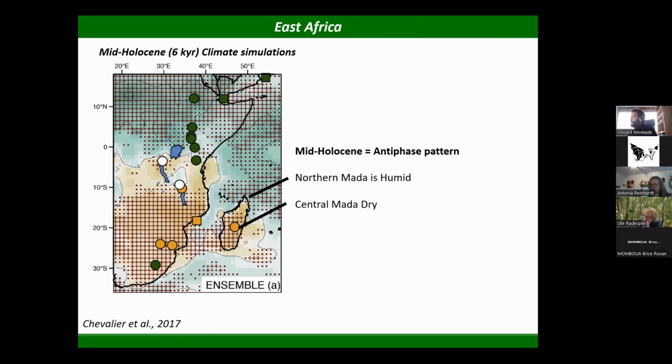So this is a climate simulation during the mid-Holocene compared to modern conditions, showing that you have more humidity around the equator, and then we shift to drier conditions when you go south of the equator in East Africa. And we can see that we are also in between in Madagascar, with the north of Madagascar being more humid based on our new record. And in central Madagascar, climate conditions were drier during the mid-Holocene. So maybe that's why we have this antiphase between Montagne d'Ambre and central Madagascar.